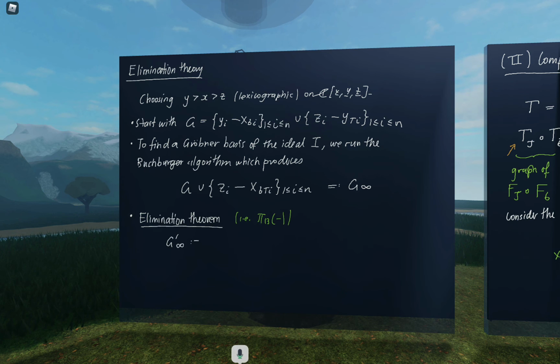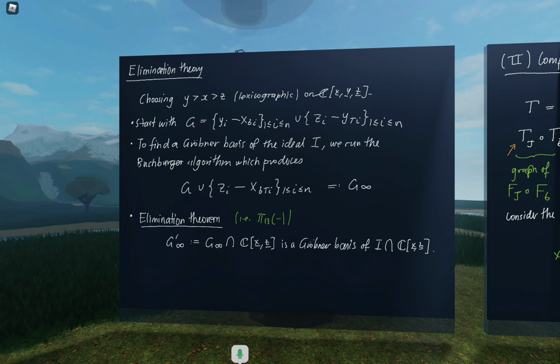if I intersect that final Gröbner basis with the smaller polynomial ring, so this is the thing in my diagram on the previous page, the vertex that was to do with the place where pi13 ends, right? If I perform that intersection, that is a Gröbner basis, in particular a generating set, of intersecting that ideal with C[x,z].